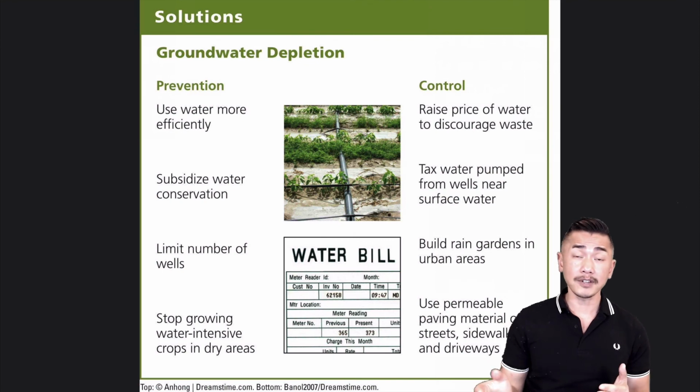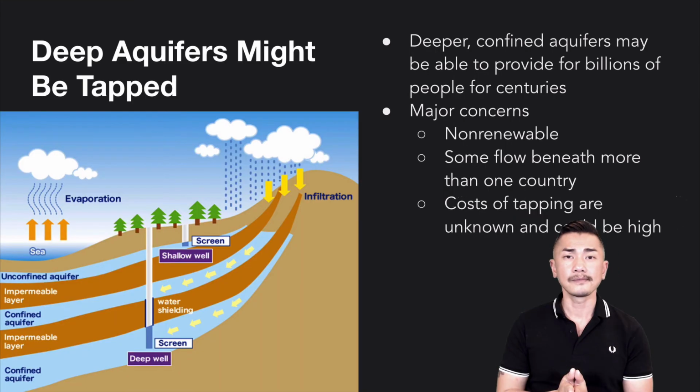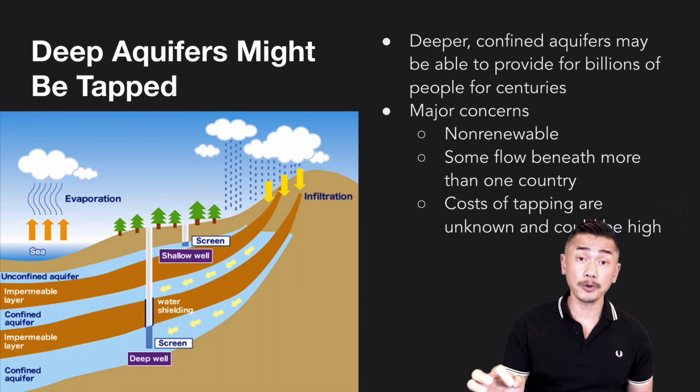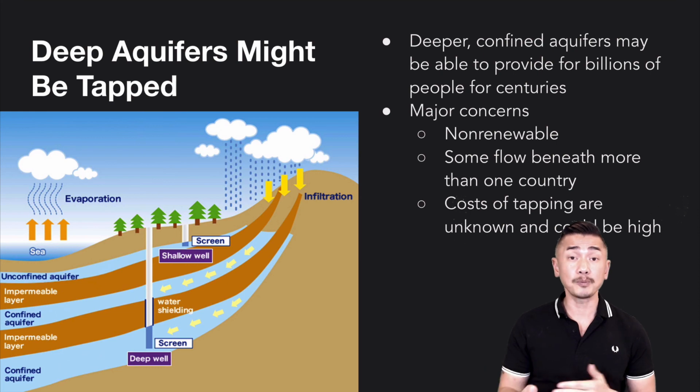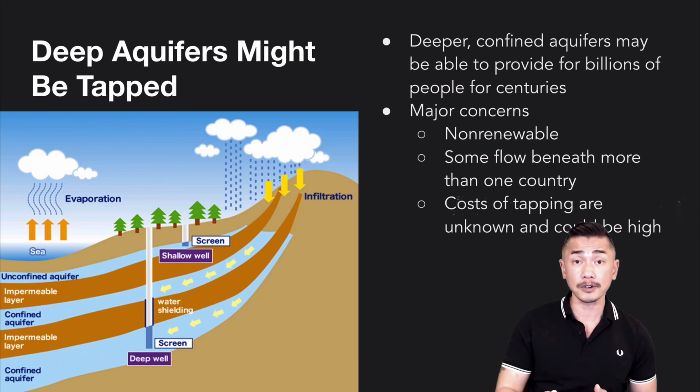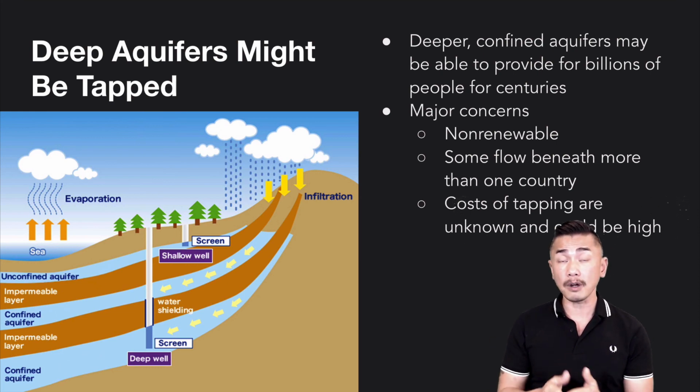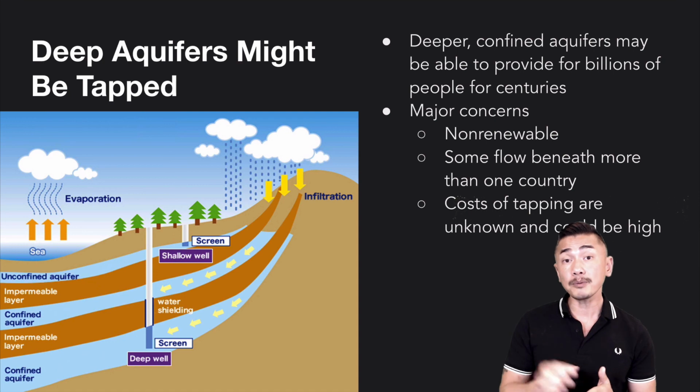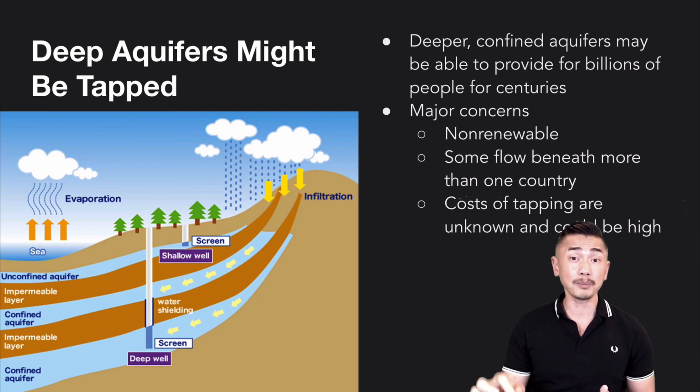This infographic lists ways in which we can prevent and control groundwater depletion. Another way in which we can address freshwater shortages is by tapping into deep aquifers. Deep aquifers are deeper than normal aquifers and are often confined between layers of rock. They have the potential of providing billions of people with water for centuries.